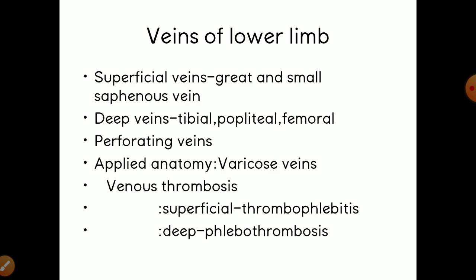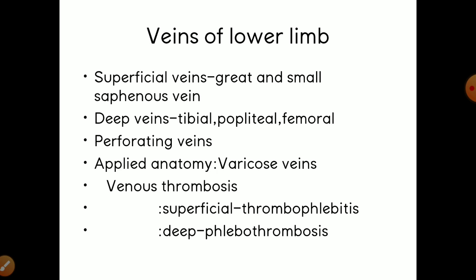Coming to the veins of lower limb, there are superficial veins, deep veins, and the perforating veins. The superficial veins consist mainly of great and small saphenous veins. The deep veins accompany the arteries. They are surrounded and supported by powerful muscles. They are the tibial, popliteal, and femoral veins.